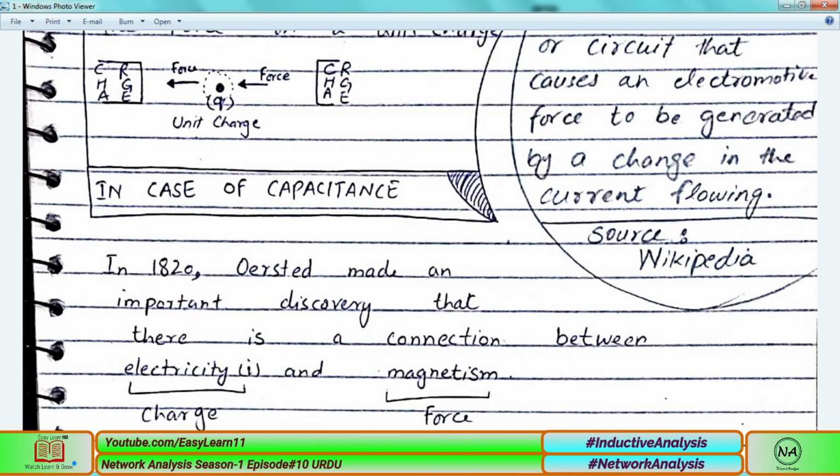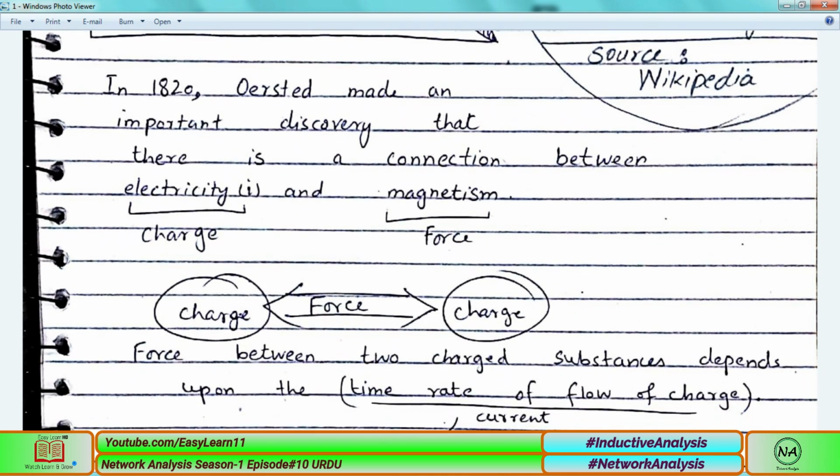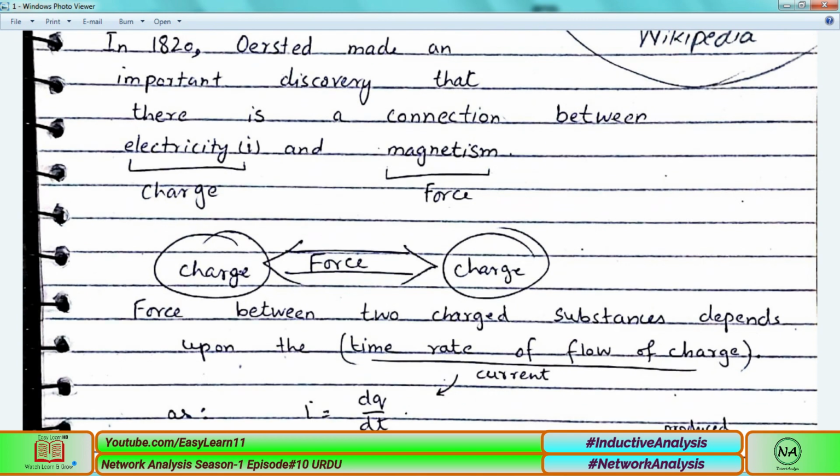So when turning off the circuit, it comes towards its original position, north south again. This is our case, the force between the two charged substances. This force between the two charged substances depends upon our current, or we can say, in replacing the current, the time rate of the flow of charge, that is also current.